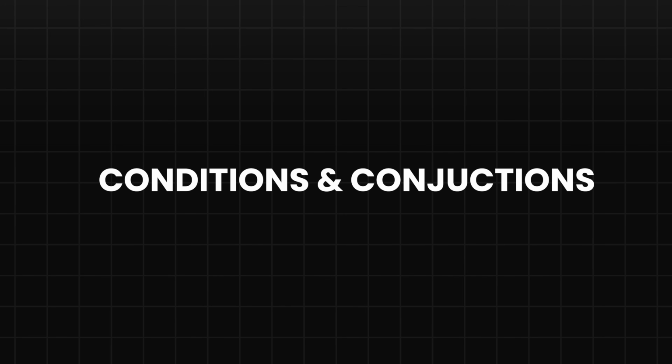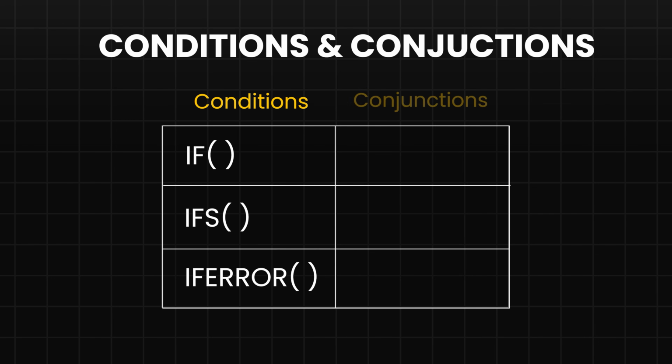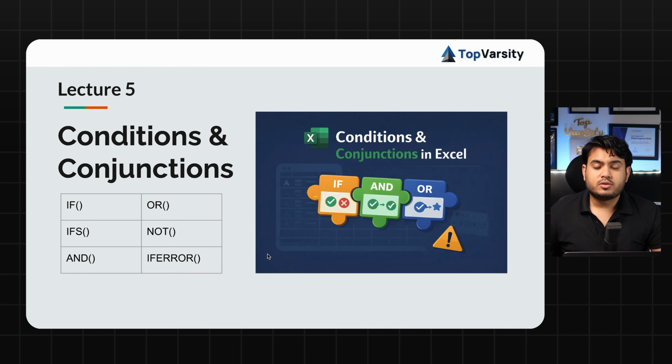In this lecture, we are going to see conditions and conjunctions. If you don't know about them, this lecture is very important for you guys. Here there will be a total of 6 functions. 3 will be conditions and 3 will be conjunctions. In conjunctions, the 3 functions are: first is AND, second is OR, and third is NOT. So without wasting time, let's get started.